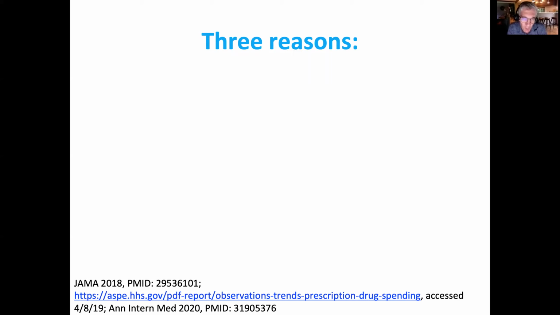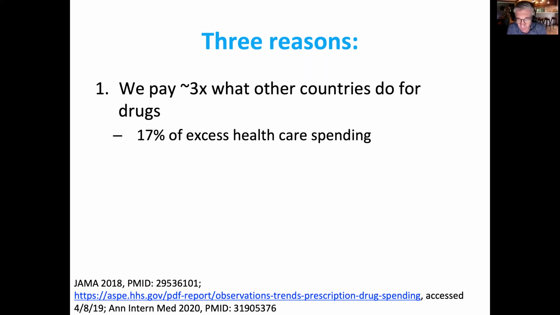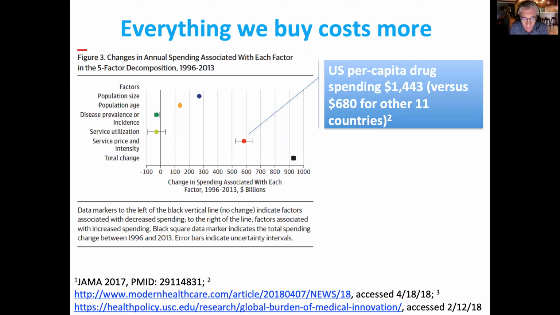So the first big reason that we need to address for excess American healthcare spending is what we spend on medications, right? We spend about 3 times what other developed countries do for drugs, and that alone accounts for almost a fifth of our excess healthcare spending. Remember that the problem in American healthcare, if I haven't already laid it out, isn't consumption, it's cost. Everything that we buy costs more.